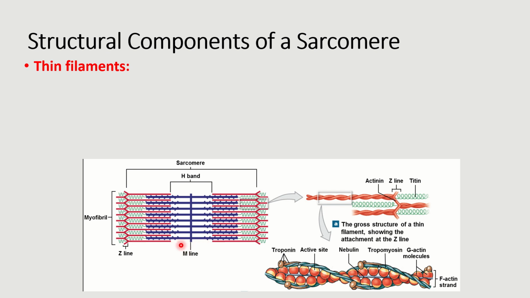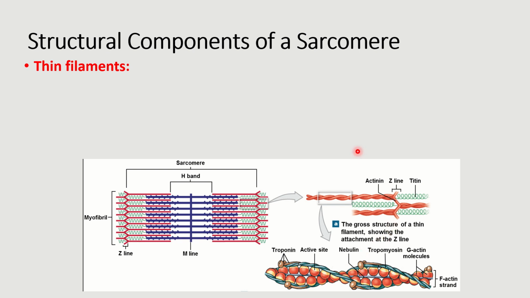An area where you can see only the thick filament is the H-band in the middle. The thick filaments are connected to each other at the M line. This is an area where you see thick and thin filaments together, and that's called the zone of overlap. The zone of overlap together with the H-band is called the A-band. An area where you see only the thin filaments is called the I-band.